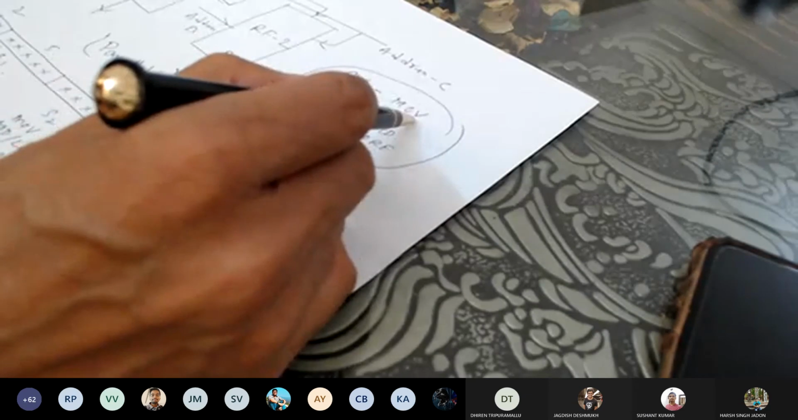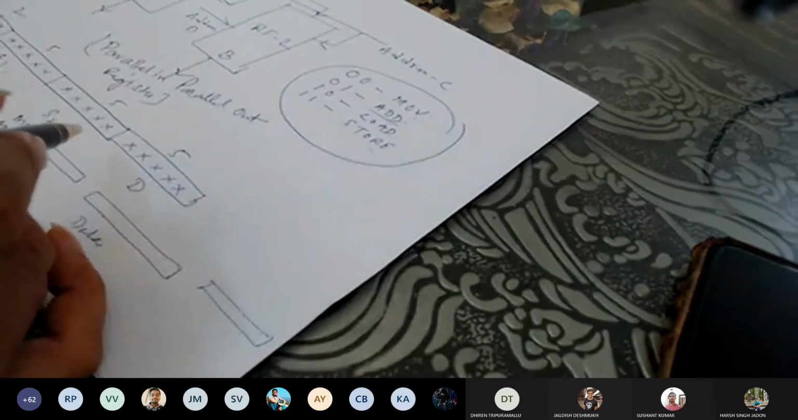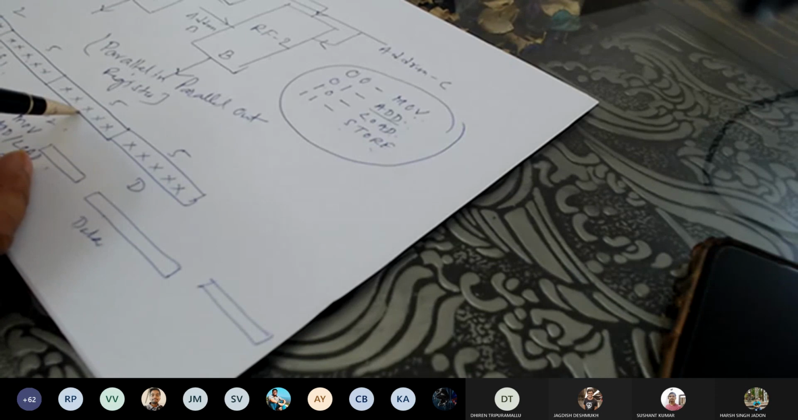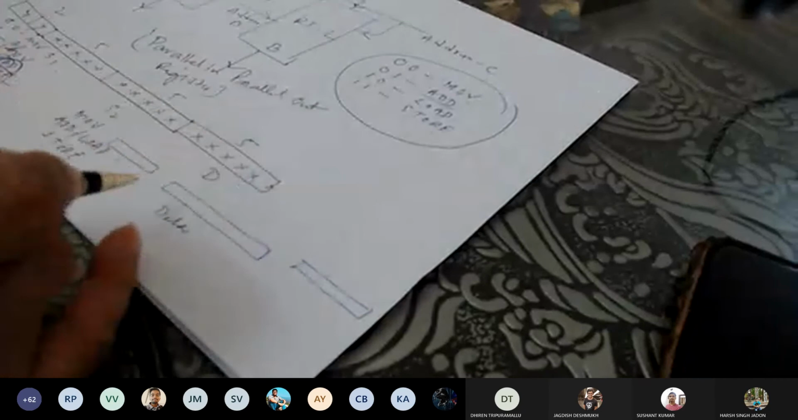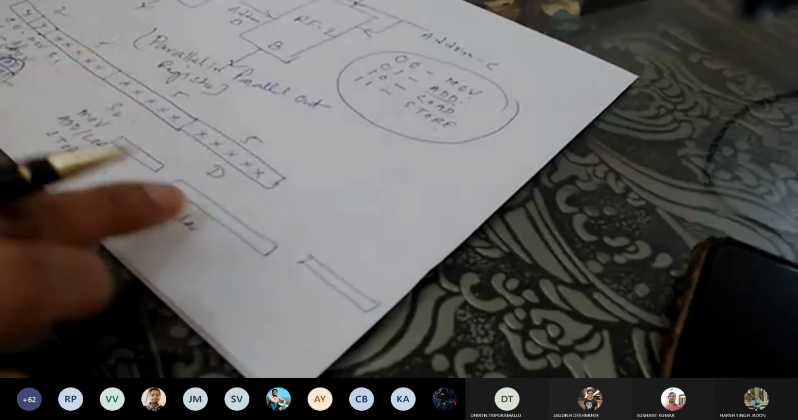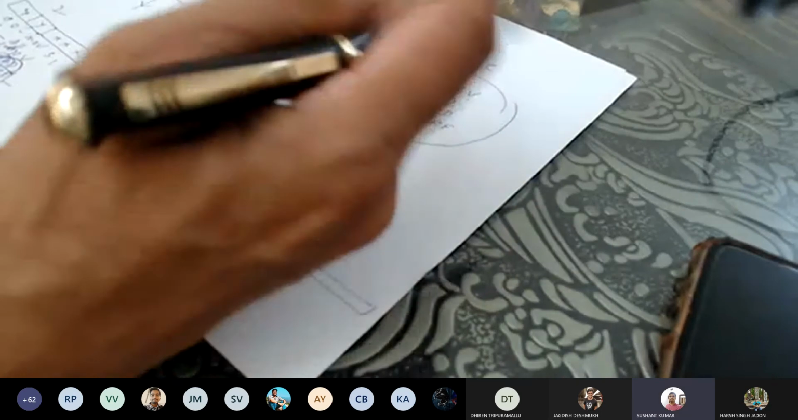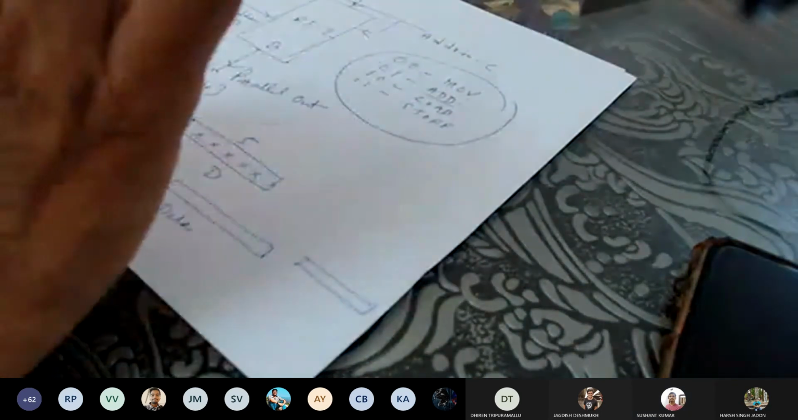If it is a move, you need to get the value to be transferred from one register to other register. If it is add, you need to get the values from two registers coming outside the register file and being loaded into two outside registers. If it is load, similarly. If it is store, similarly. Is that clear now?